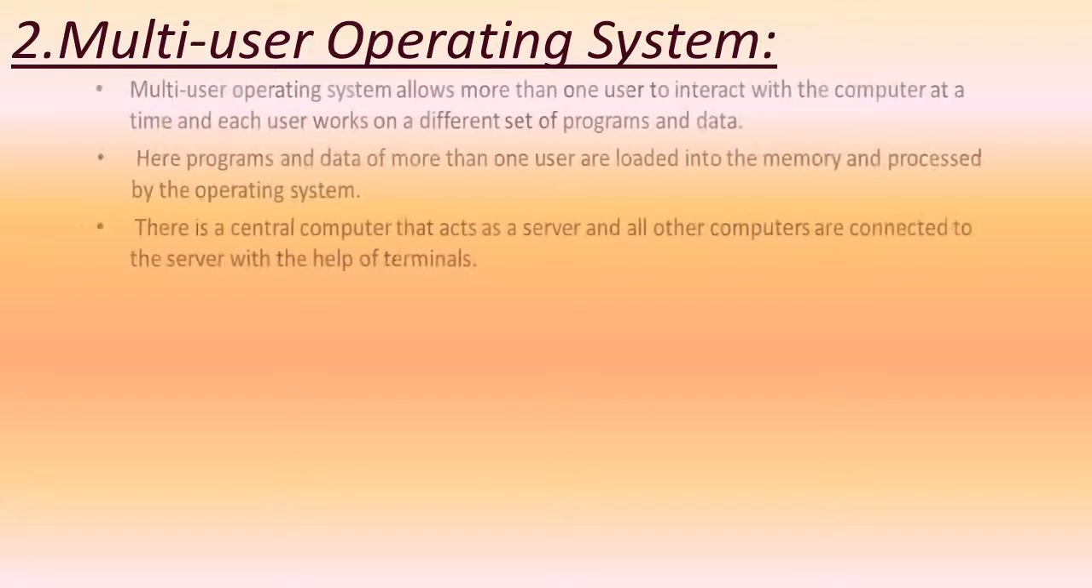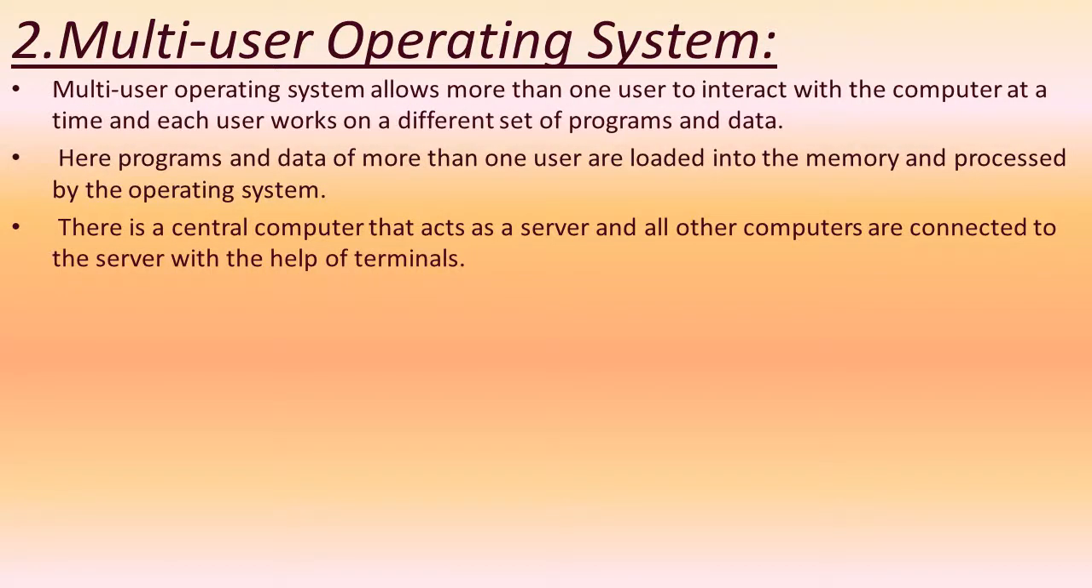The second type of operating system is multi-user operating system. Multi-user operating system allows more than one user to interact with the computer at a time, and each user works on a different set of programs and data. Here, programs and data of more than one user are loaded in the memory and processed by the operating system. Means there is a central computer that acts as a server and all other computers are connected to the server with the help of terminals.